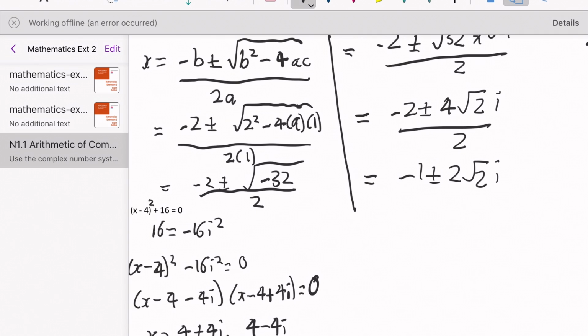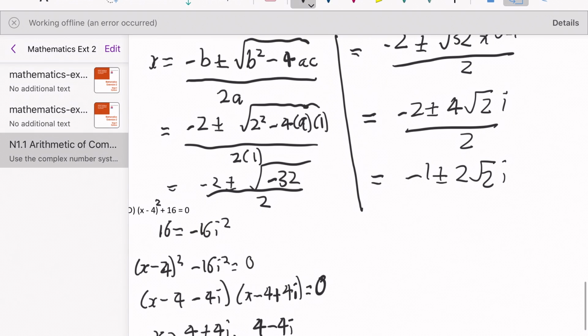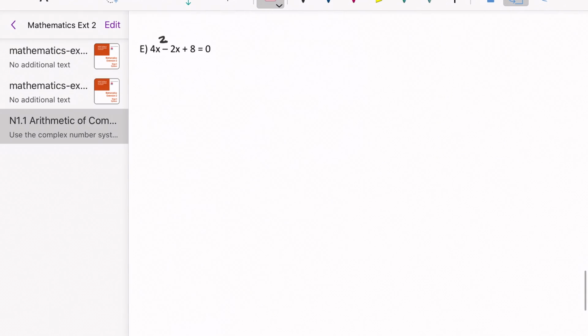We've got minus 1 plus 2 root 2 i and minus 1 minus 2 root 2 i. Then we've got 4 plus 4i and 4 minus 4i. Do you notice how the imaginary terms are always the negative of each other? Let's try again in E and see if this trend continues.